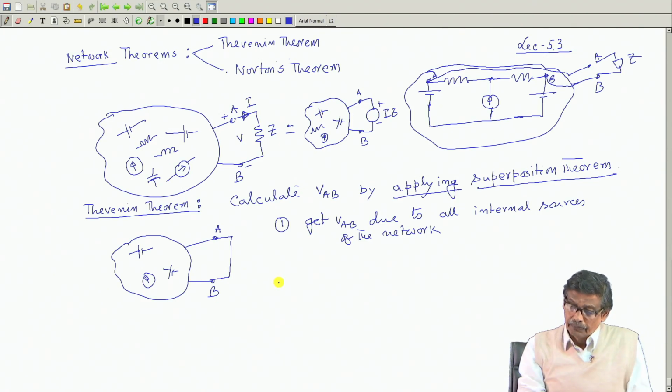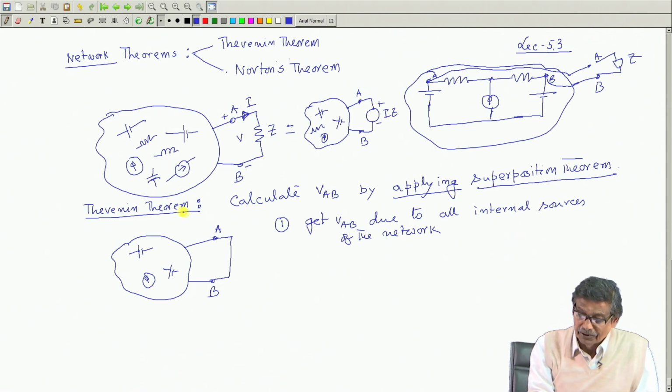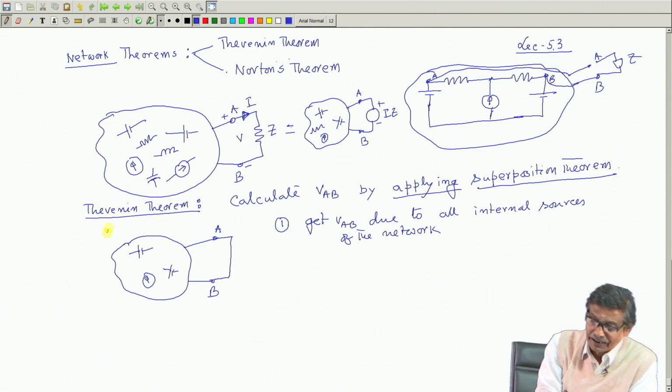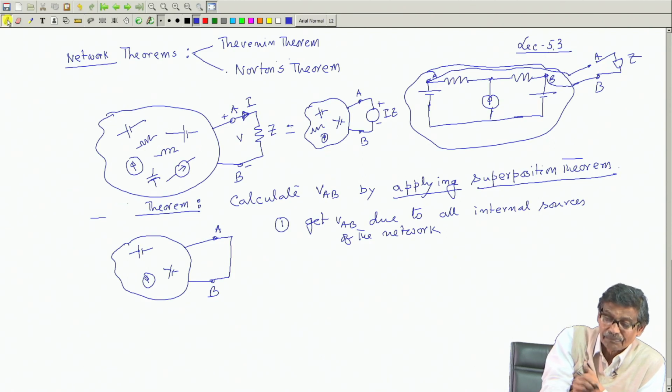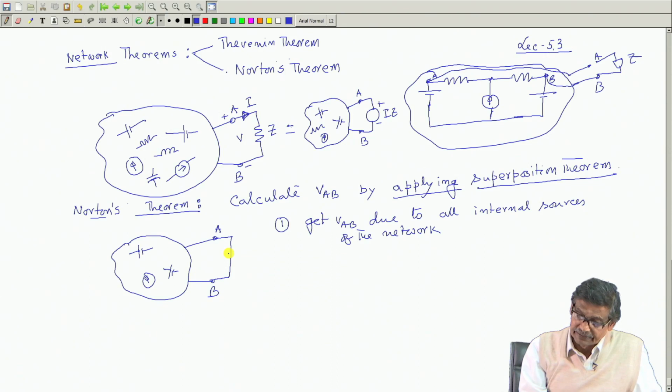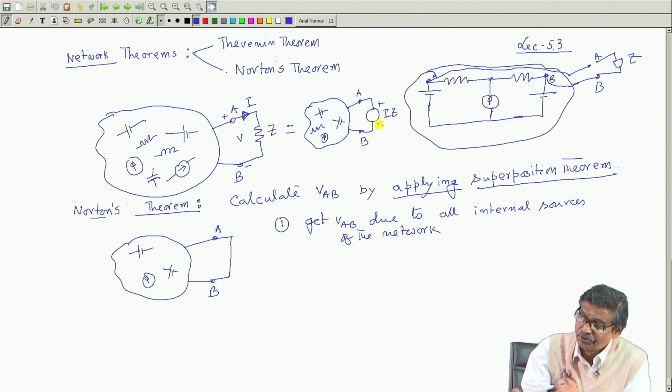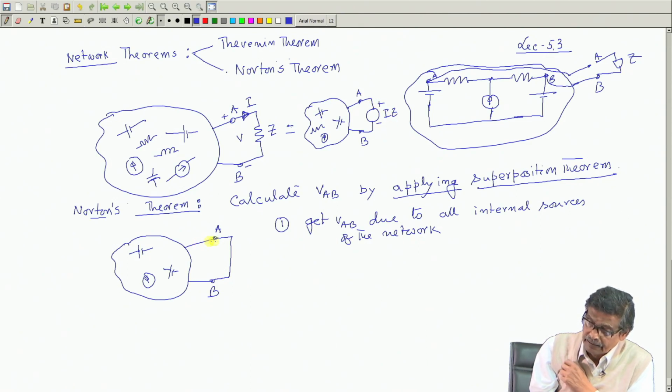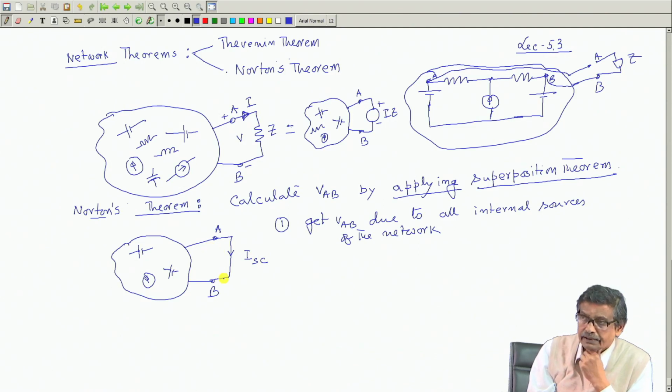And then what you do, if you do it like this, maybe it will turn out to be Norton's theorem. Let us see. So, let us write it down as Norton's theorem. First we are doing Norton's theorem. So, I calculate this current when all the internal sources are present and this is shorted, this source is not present, and let this current be called ISC. I will get this current.